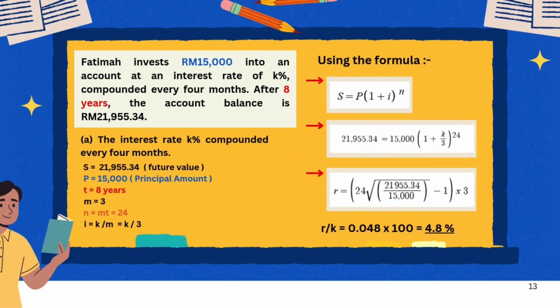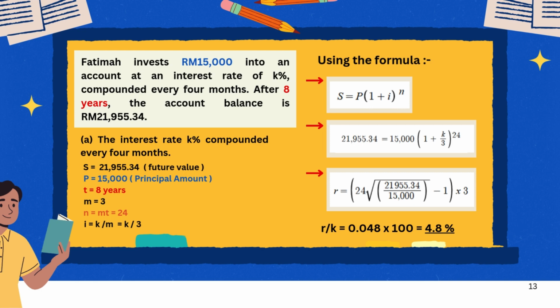So, let's solve this step by step. For question A, find the interest rate of K compounded every 4 months. We need to use the compound interest formula. The compound interest formula is S equal to P bracket 1 plus I bracket the power of N. S equal to 21,955.34. This is a future value. P equal to 15,000, this is a principal amount.